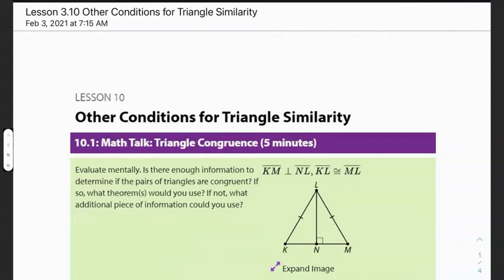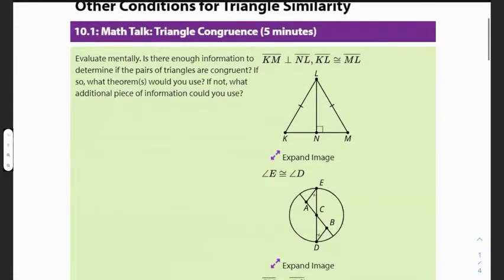All right, we got Unit 3, Lesson 10, Other Conditions for Triangle Similarity. So in Exercise 10.1 Math Talk, Triangle Congruence, they want us to evaluate mentally, is there enough information to determine if the pairs of triangles are congruent? If so, what theorems would you use? If not, what additional piece of information could you use?